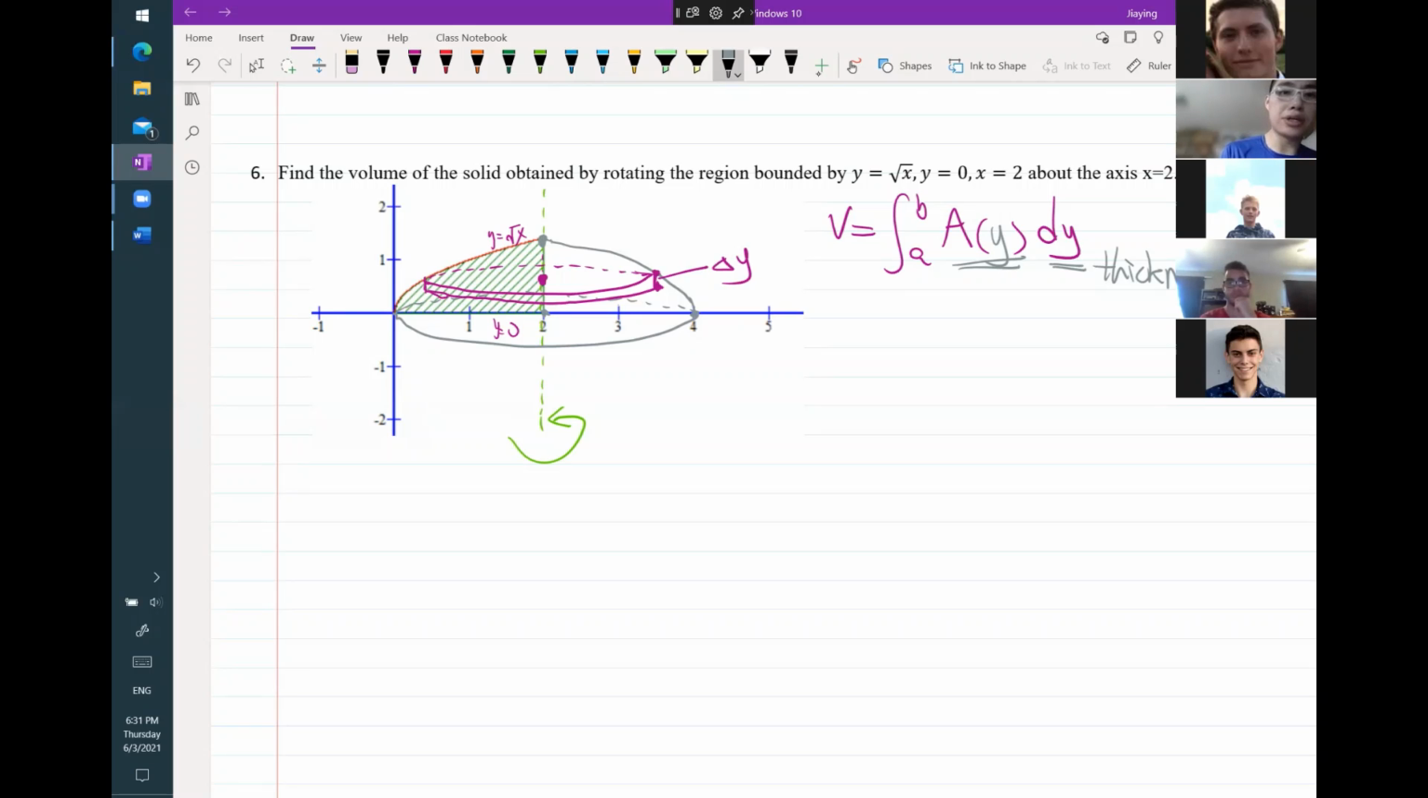And since each slice is horizontal, that means the thickness is in the y direction, right? It's a change in y. That's what the thickness is. So here, if you have a y1 and a y2, the change in y value is the thickness of each slice.